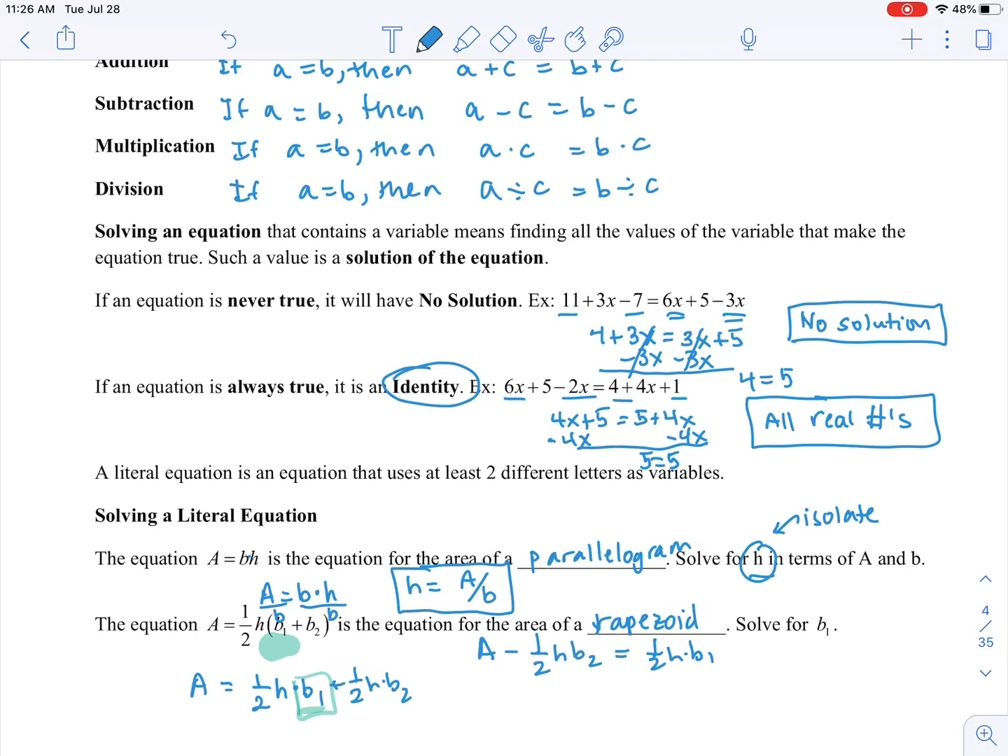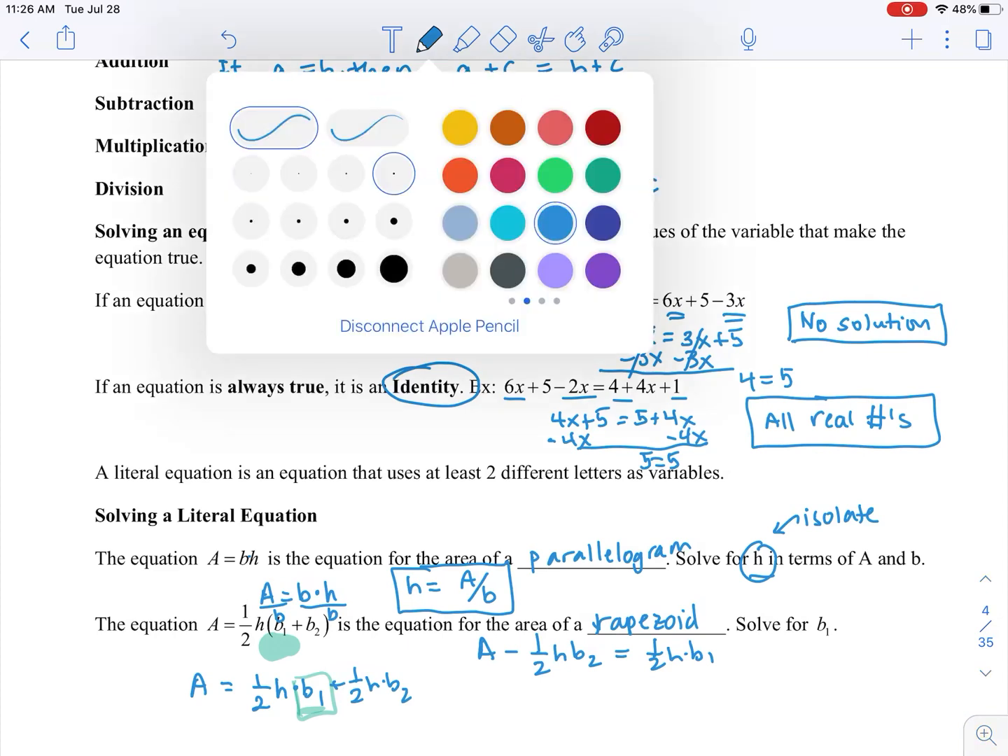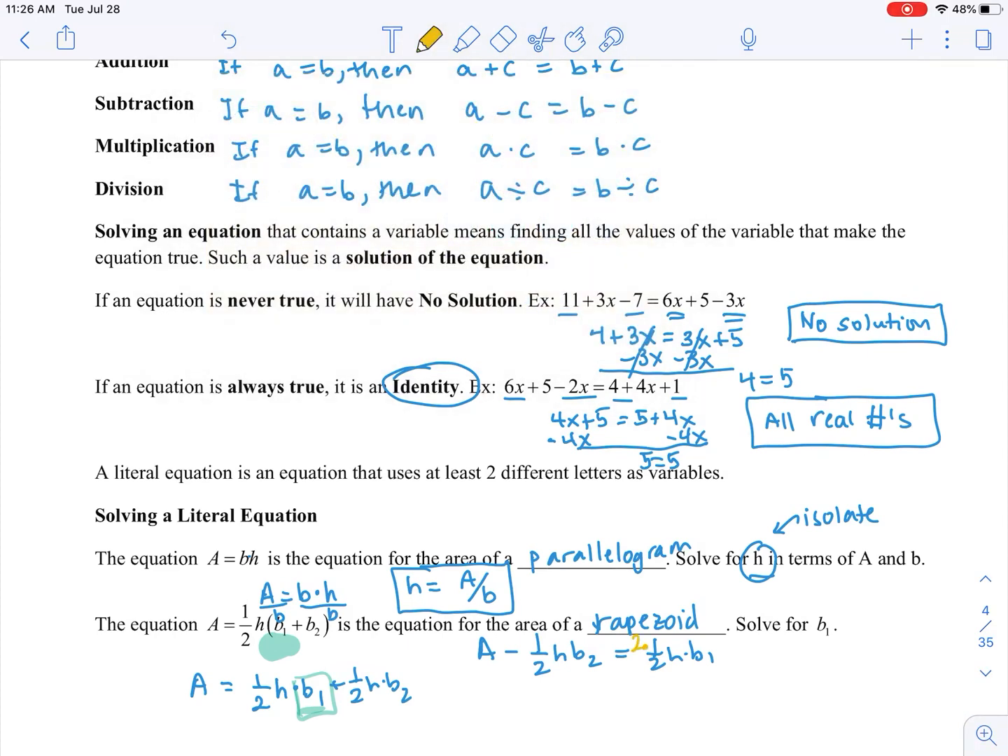So to undo all that, we can divide over 1/2 H to the other side, or we can do things like, well, to get rid of the 1/2, I can times by 2, the multiplicative inverse, on both sides. So I can times 2 on this side, make sure that it's a quantity on that side. And then finally, to get rid of H, we would divide the whole equation through by H. So B1 is equivalent to 2 times the quantity A minus 1/2 HB sub 2 divided by H.